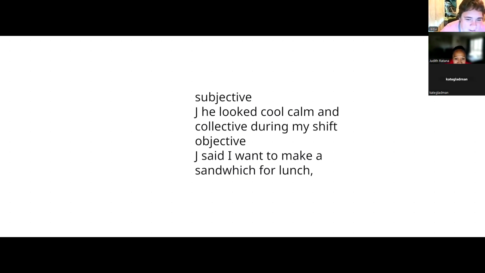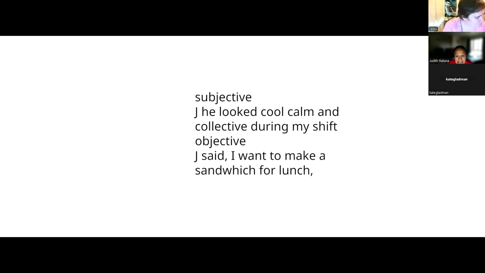Did I put it over here? Yeah, that's okay. I'm no good with quote marks. It's one of those things that auto corrects itself whenever I'm texting. Yeah, cool. So we've got Jasper looked calm and collected during my shift. Great. Jasper said, I want to make a sandwich for lunch.